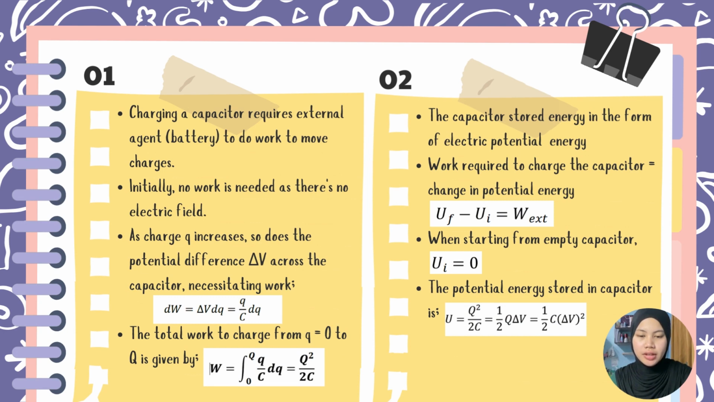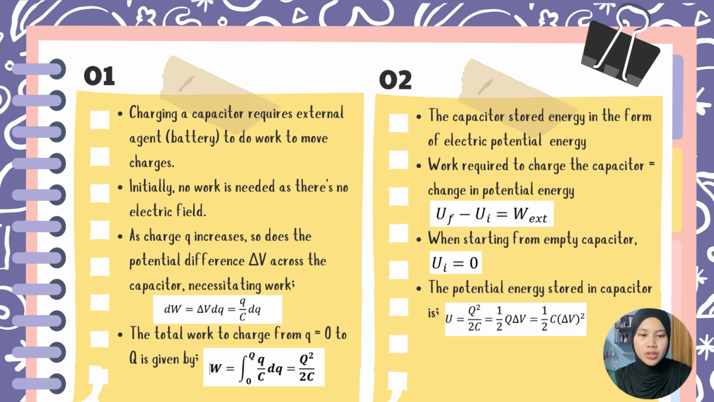As charge Q increases, so does the potential difference across the capacitor, necessitating work. The total work to charge from Q equal to 0 to Q is given by W equal to the integral from 0 to Q of Q over C dQ, which is equivalent to Q squared over 2C. The capacitor stores energy in the form of electrical potential energy.